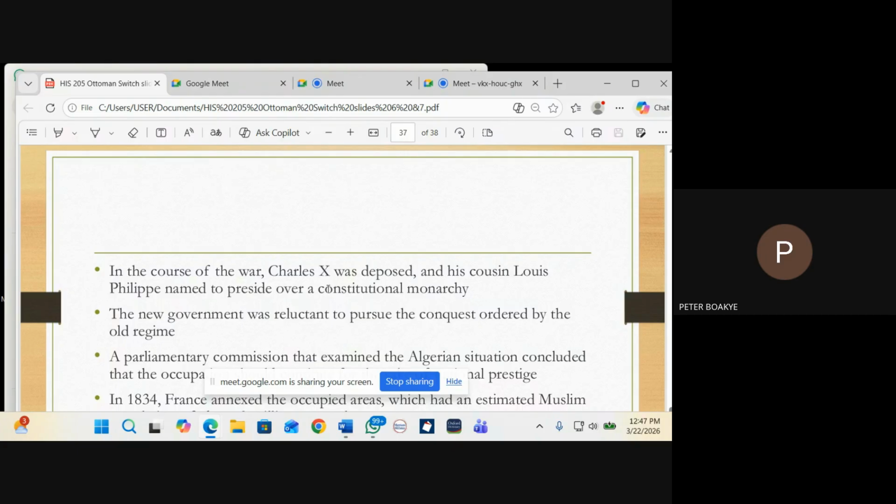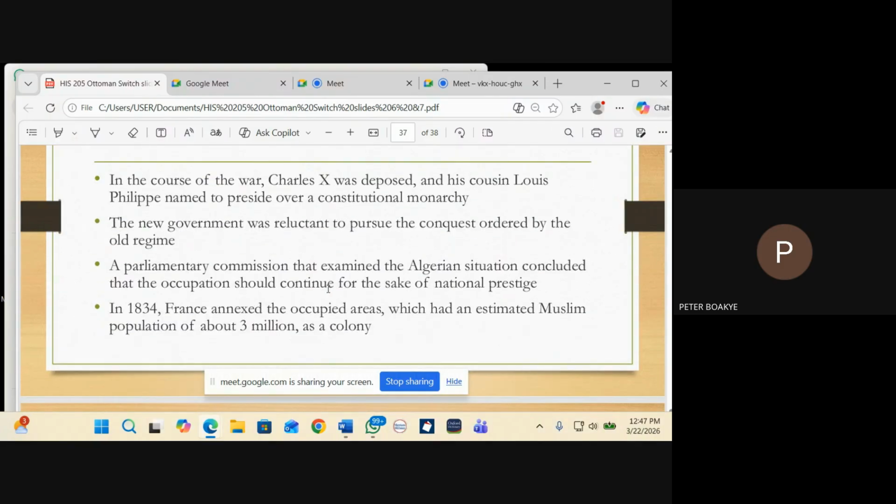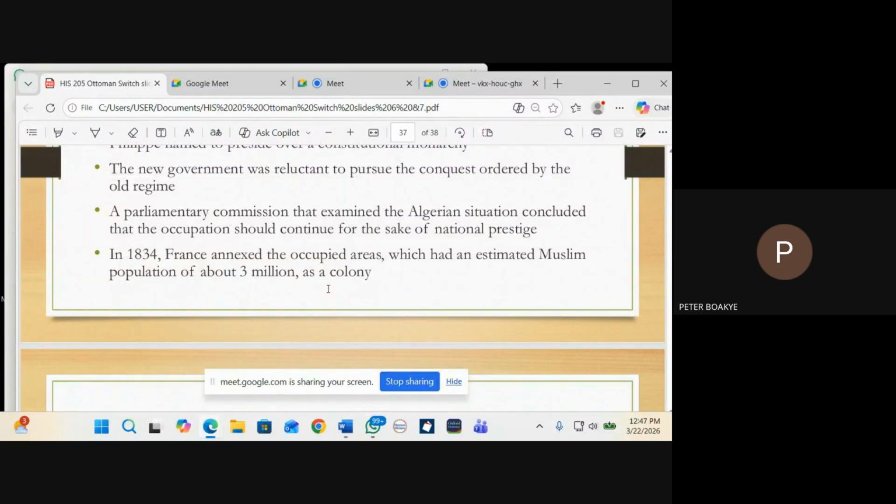While the war was ongoing, Charles X was deposed in France, and his cousin, Louis Philippe, was named to preside over a constitutional monarchy. And so the new government, that is Louis Philippe, was reluctant to pursue the conquest ordered by the old regime. So a parliamentary commission that examined the Algerian situation concluded that the occupation should continue for the sake of national prestige. In 1834, France annexed the occupied areas, which had an estimated Muslim population of about 3 million, as a colony.